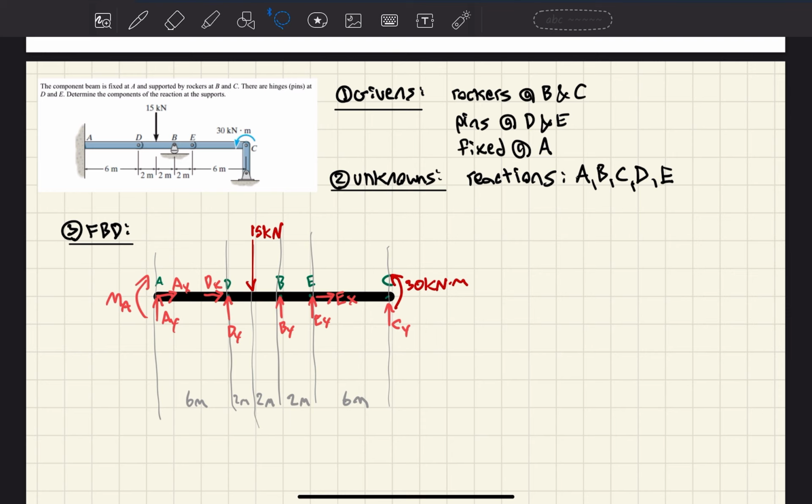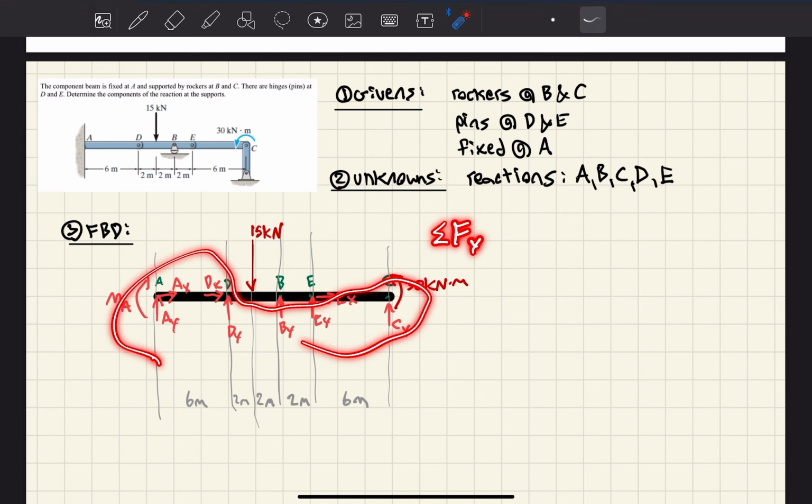Perfect. Okay, so what are your next steps from here? I think we have everything. Are you going to take sum of forces or sum of moments or something like that? Well, yes, you are, but you should basically section the beam now. Because let's say you do take sum of forces in the y direction. You have almost 10 unknowns here. So that's not going to be fun.